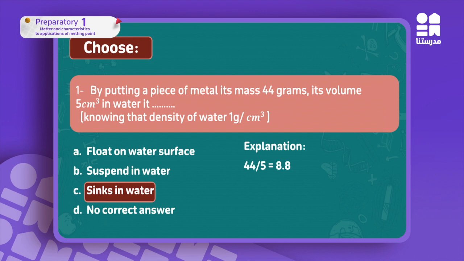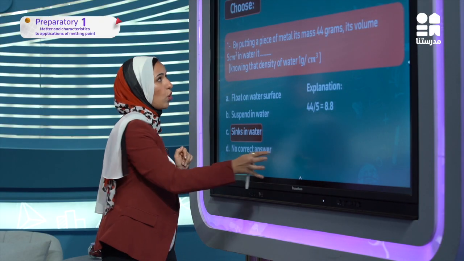طيب هاجي اقارن ال 8.8 دي بالدنسيتي بتاعت الواتر اللي هي 1. مين اكتر؟ Definitely ال 8.8. فهتبقى ال 8.8 more than the density of the water اللي هي ال 1. So it's gonna sink in the water. That's why we choose here the answer C. It sinks عشان ال 8.8 is bigger than the water.